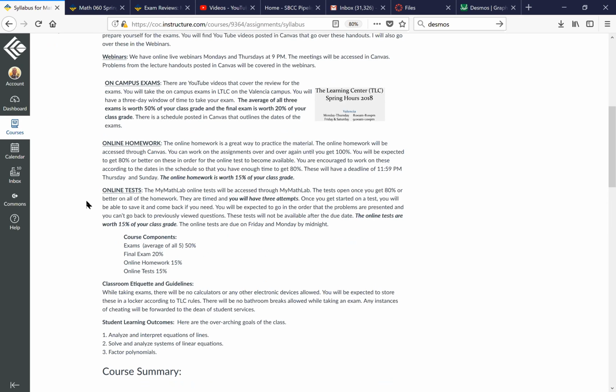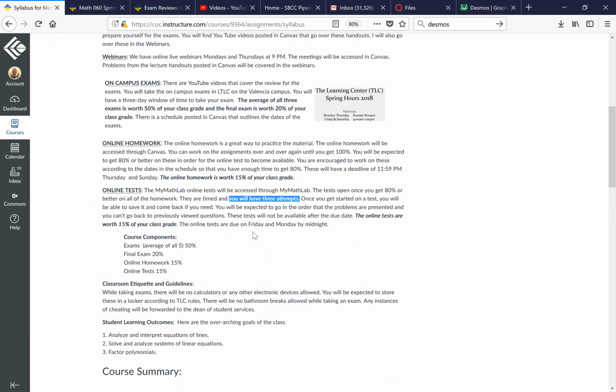Once you get that 80% or better, the online tests become available. You access these through Mymathlab. Through Canvas, the tests open up once you get 80% or better on all of the homework. They're timed and you'll have 3 attempts. Once you get started on a test, you'll be able to save it and come back if you need. You'll be expected to go in the order that the problems are presented, and you can't go back to previously viewed questions. Now, again, you will have 3 attempts on these.